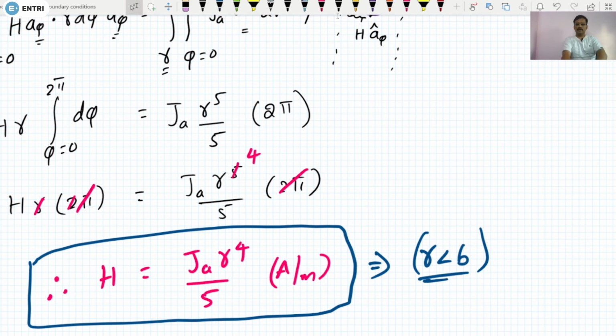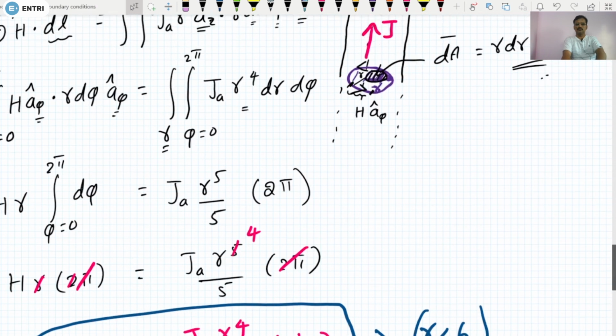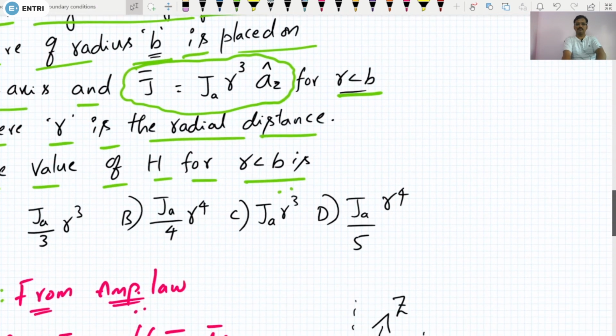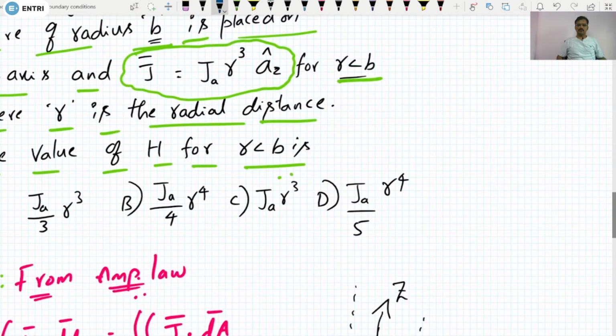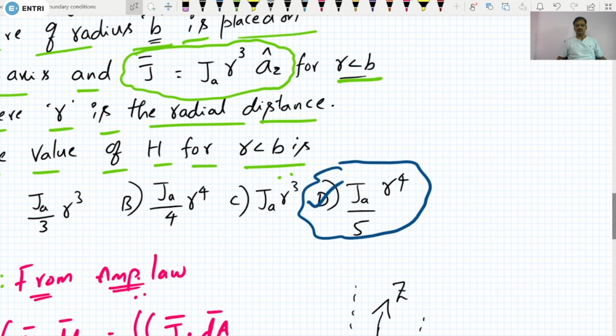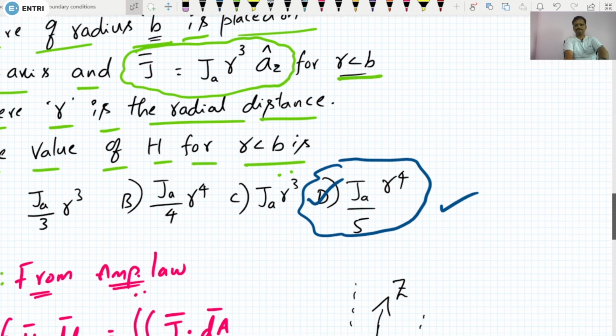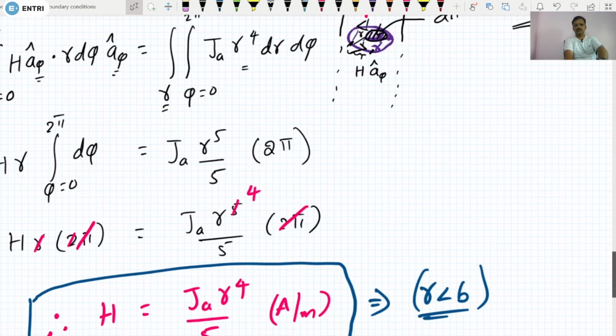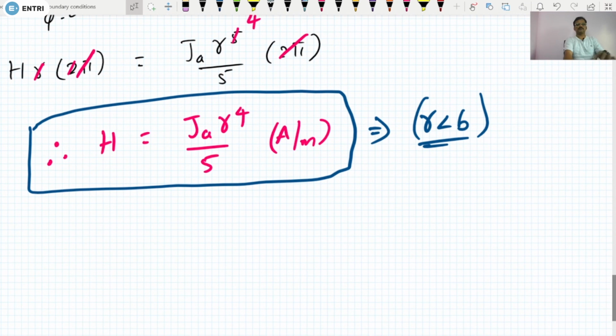So now what is the right option for this question here? What is the right option for this question? So za R power 4 by 5. Okay, so that is option D. Option D is the right option for this question. ZA R power 4 by 5, right? Okay, so I hope this question is also crystal clear.